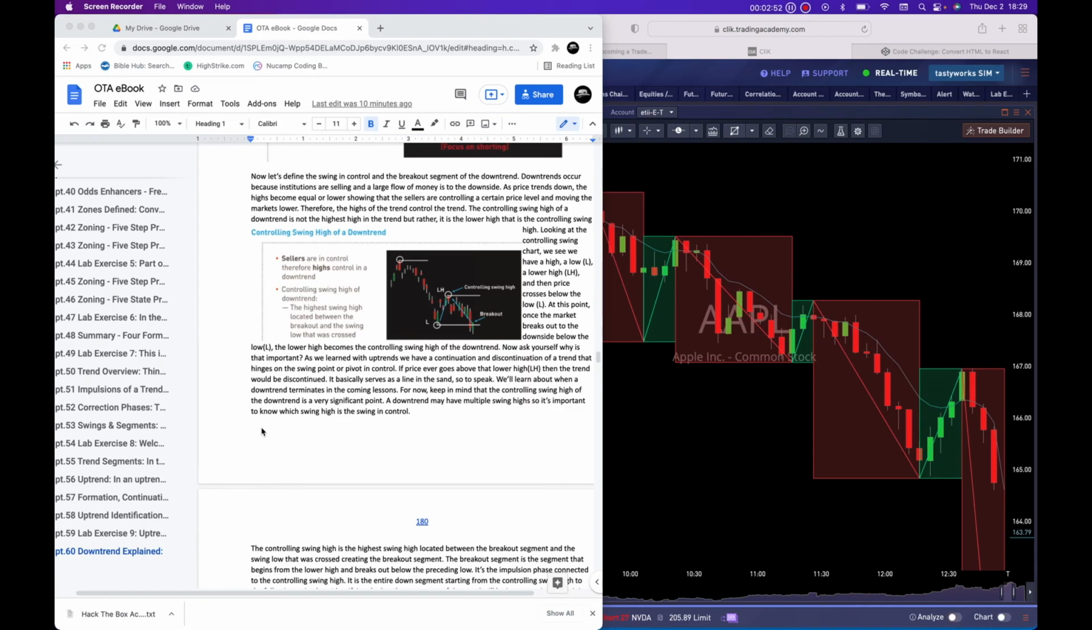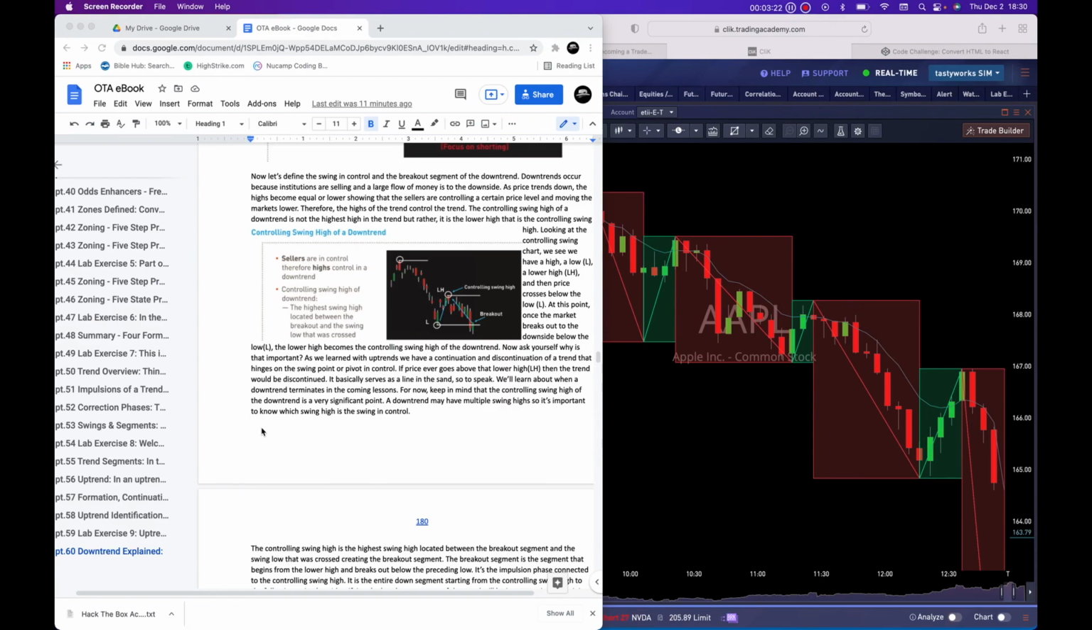Looking at the controlling swing chart that we have here in front of us, we see we have a high, a lower high, and then price crosses below the low. At this point, once the market breaks out to the downside, the lower high becomes the controlling swing high of the downtrend. Now ask yourself, why is that important?